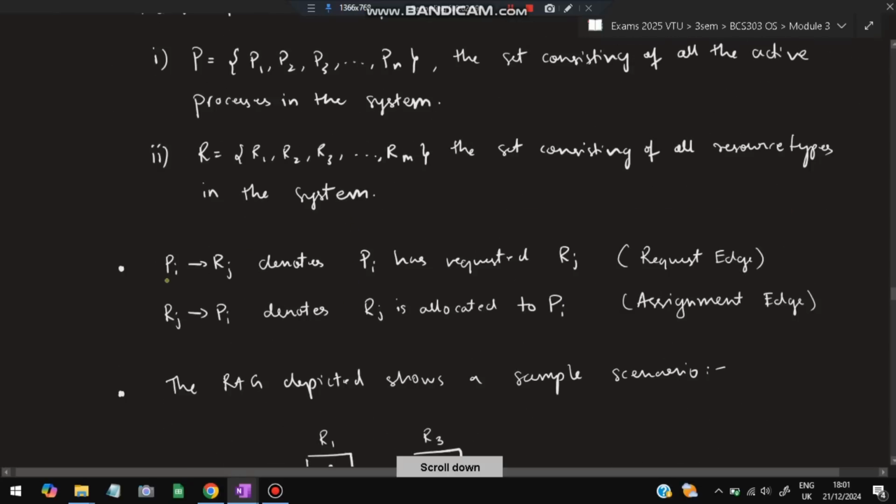Now, Pi arrow Rj, what does this indicate? If there is a directed arrow from Pi to Rj, it denotes that Pi has requested Rj. It is called a request edge. And if Rj is directly pointing to Pi, that means Rj is allocated to Pi. This is called an assignment edge. In one case Pi is requesting Rj, in the other Pi already has Rj.